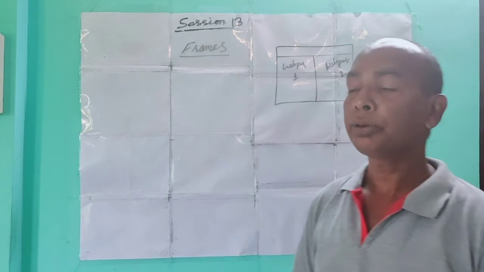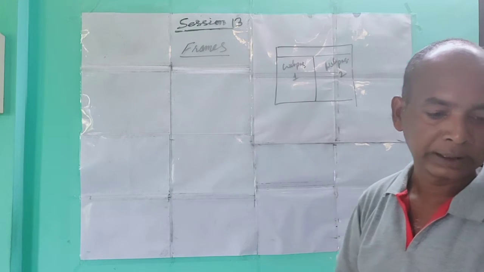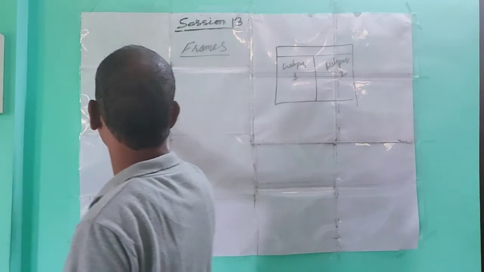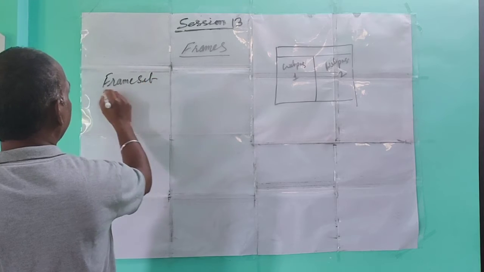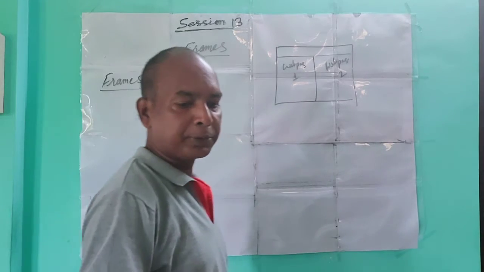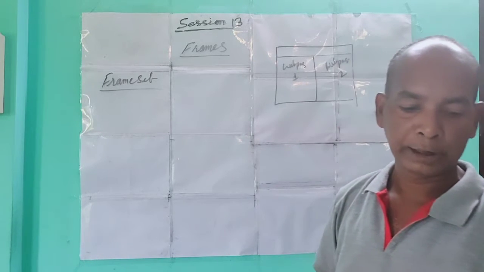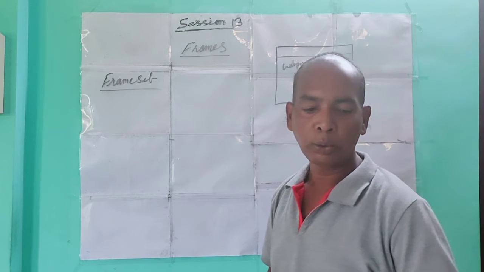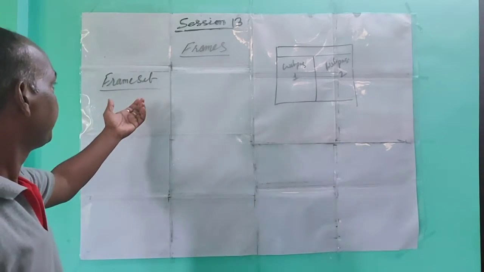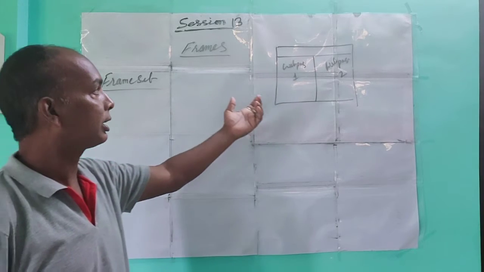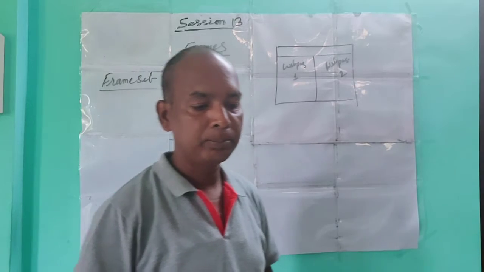It divides the screen into separate windows. Next is frameset. What is a frameset? A frameset means a file that specifies how the screen is divided into different frames. That is called a frameset.